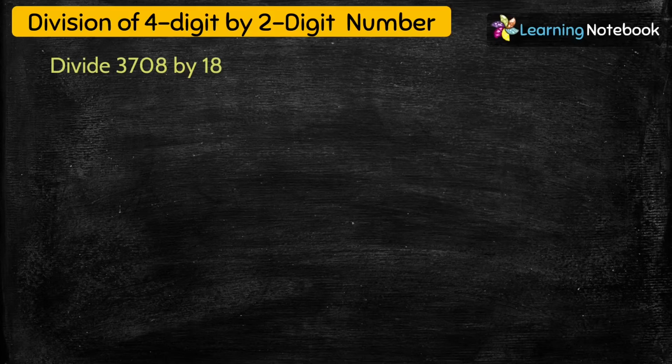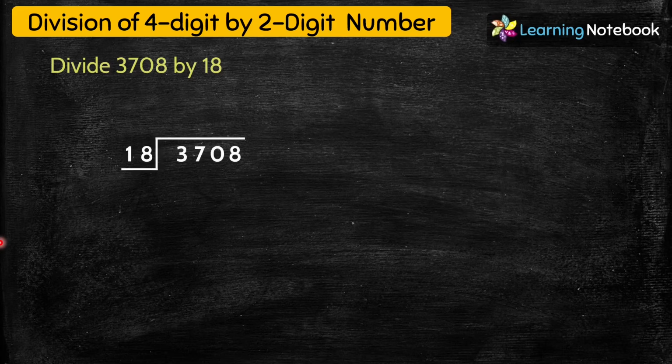Question is, divide 3708 by 18. So let's form a tent and put 3708 inside the tent and 18 outside the tent. Here the divisor is a 2-digit number. So let's consider the first 2 digits, that is 37. And since 37 is greater than divisor 18, it means we can start with the division.